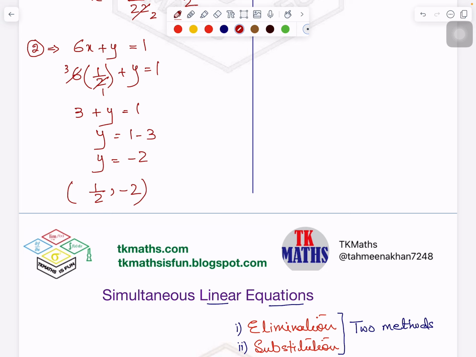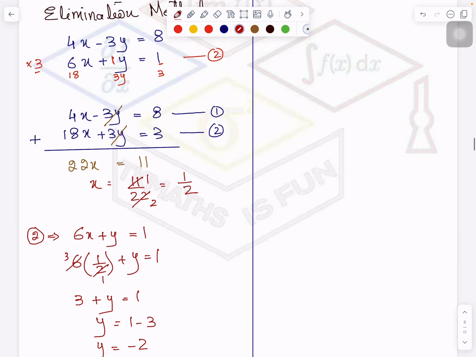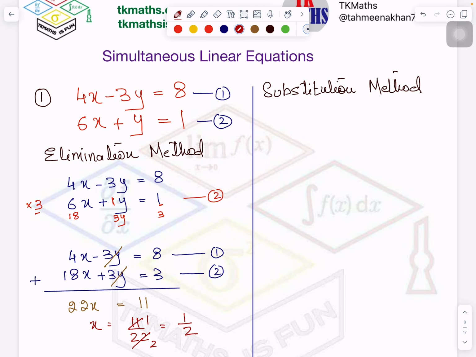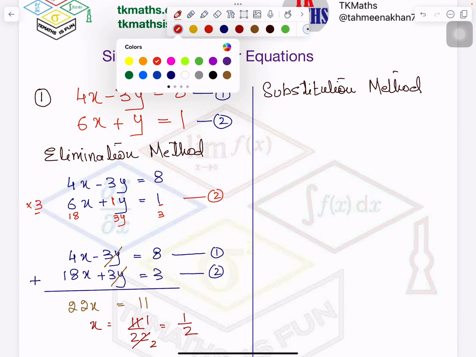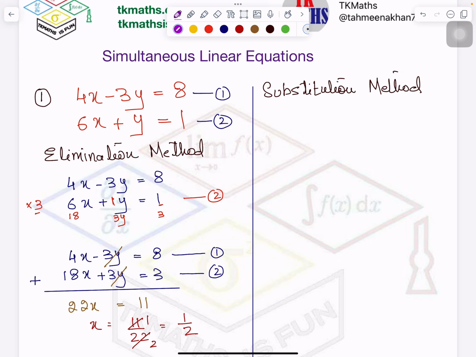Now, I will solve the same question with the help of substitution method. Okay, just let me change the color. Thank you. Okay, so now when it is a substitution method, it is always best to make that variable the subject which has coefficient 1. So if I see, equation 2 has y which has coefficient 1.